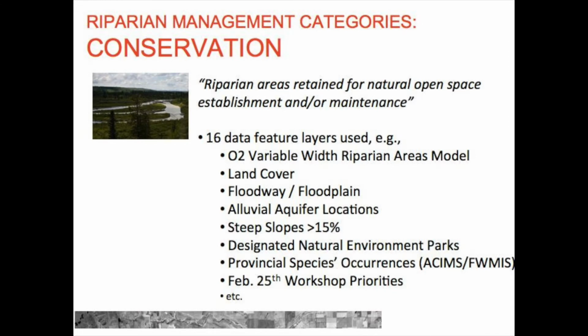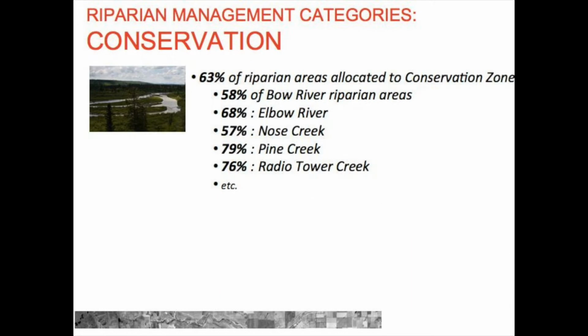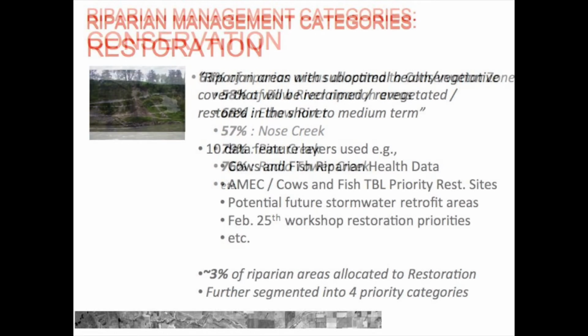Conservation, we define that as riparian areas retained for natural open space establishment or maintenance. We used 16 data feature layers. I'm not going to go through them all here, but there's a few examples thrown up on the screen there. In total, we had about 63% of all riparian areas in the city allocated to that conservation zone. And you could break that down by different creeks. There's different trends in different creeks.